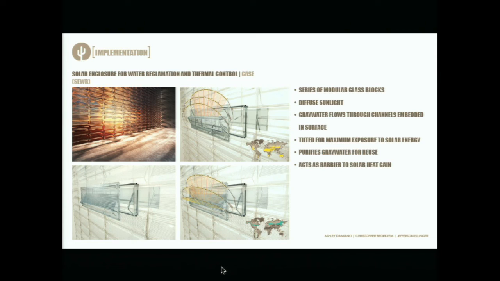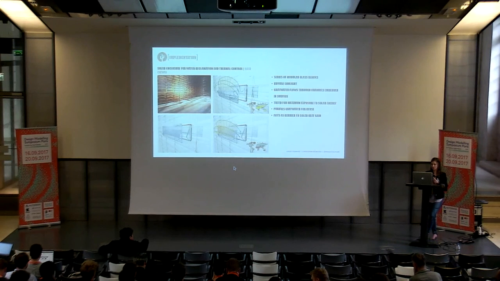One example is the Center for Architecture, Science, and Ecology at RPI has developed a modular facade system. It's a series of glass blocks that diffuse the sunlight. Gray water flows through channels within each of these blocks embedded in the surface, and the solar radiation is utilized to sanitize the gray water that's flowing through, or to purify it, so that it could be reused and also be part of the facade system.